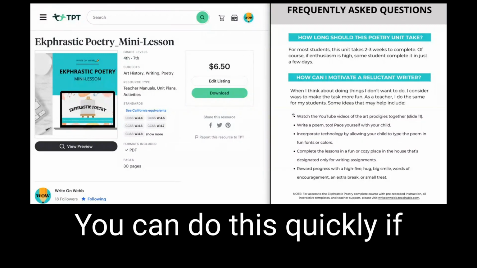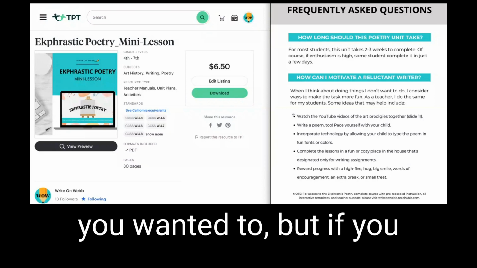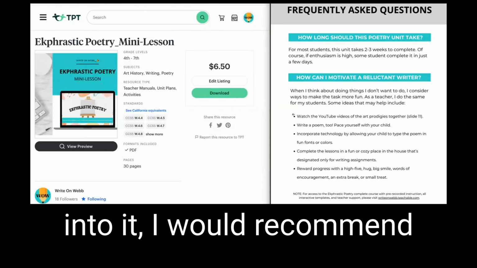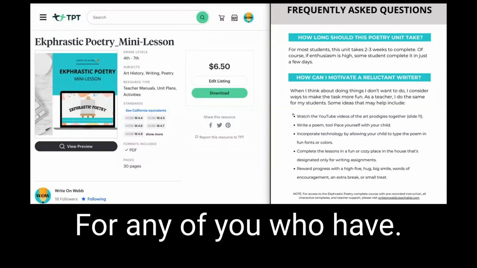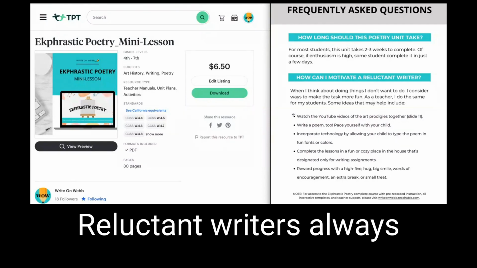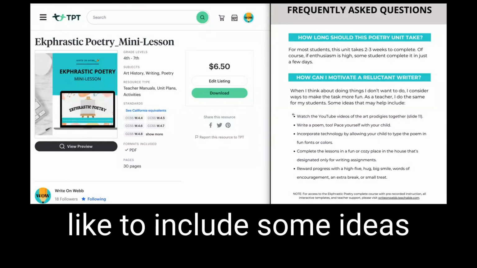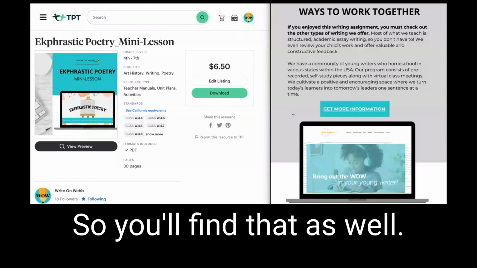You could do this quickly if you wanted to, but if you really wanted to get into it, I would recommend 2 to 3 weeks. For any of you who have reluctant writers, I always like to include some ideas on how to motivate them. So you'll find that as well.